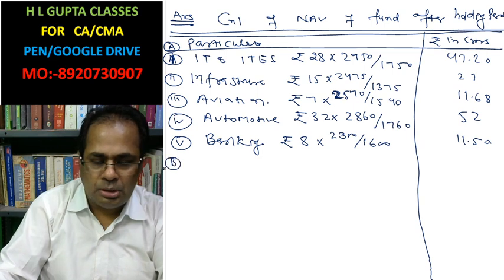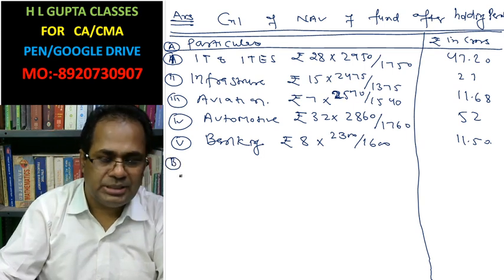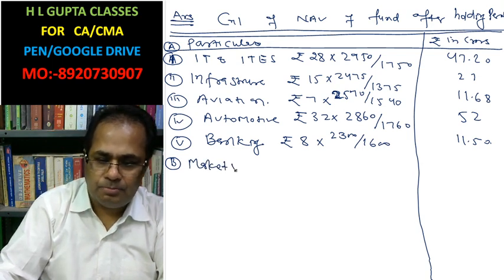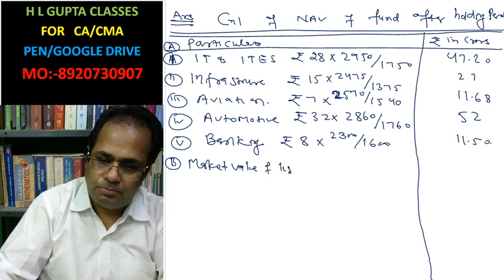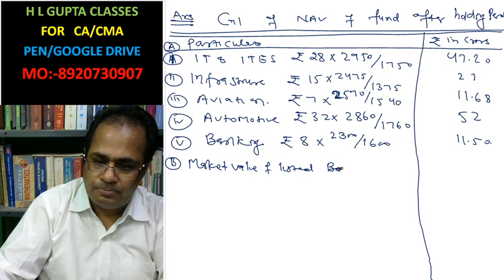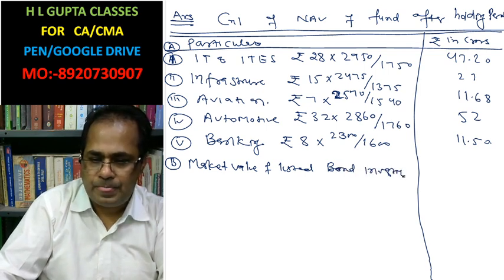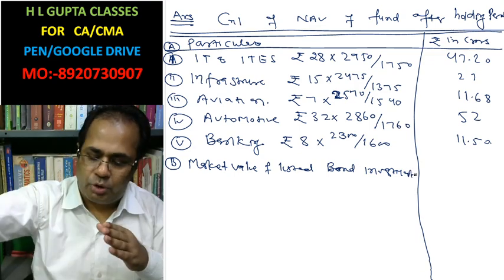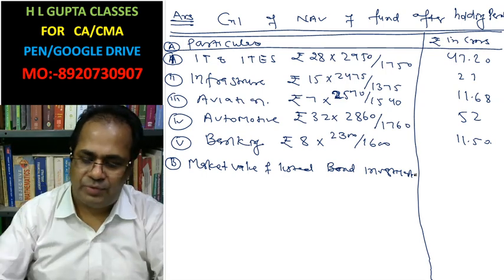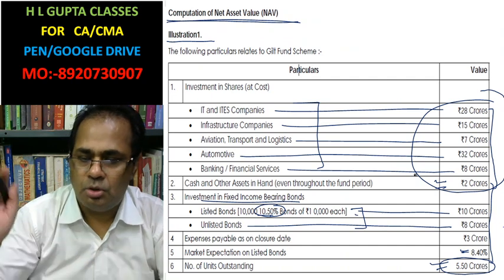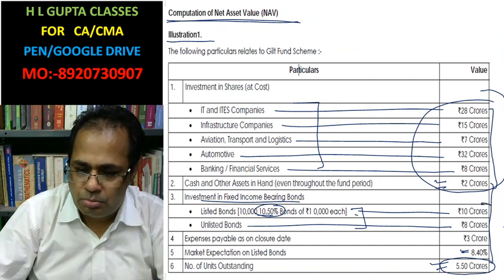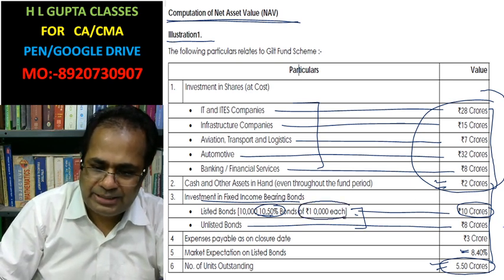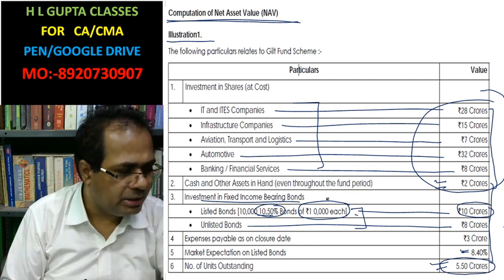Now in part B, market value of listed bond investment. Look at it. This is assumed to be perpetuity. Perpetuity means for infinity. What was their value? Look, listed bond is 10 crore. This is rupees 1000 each.